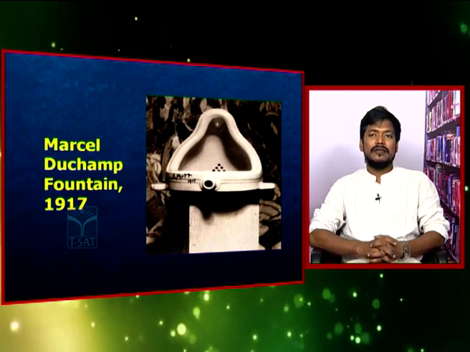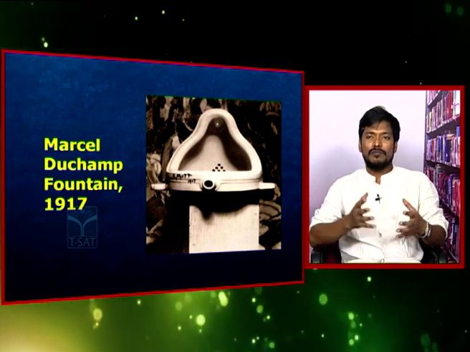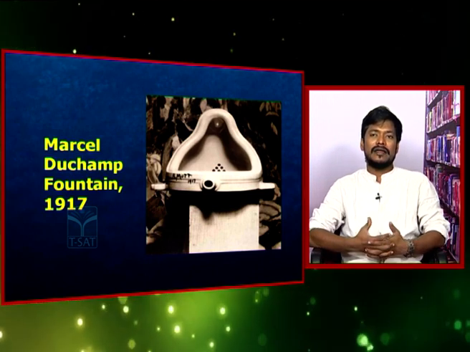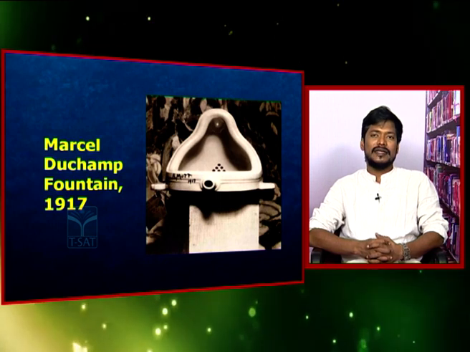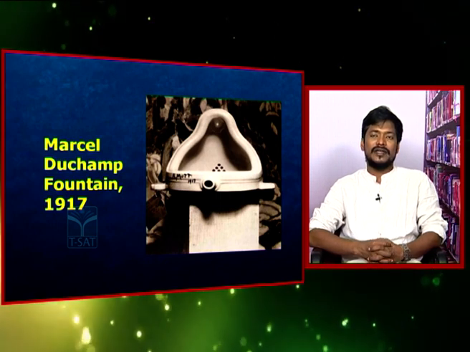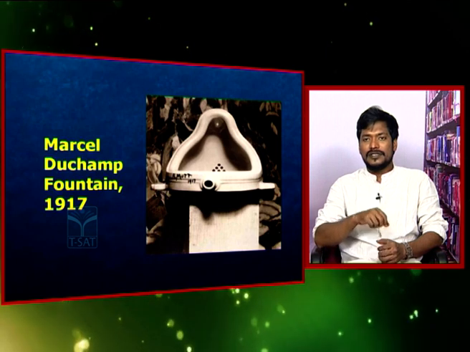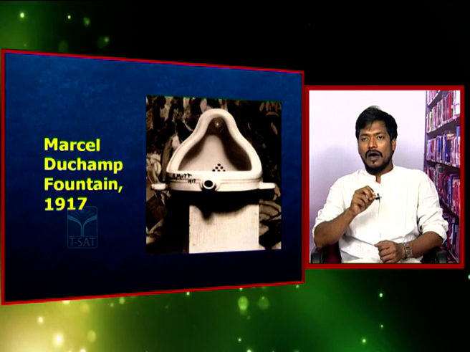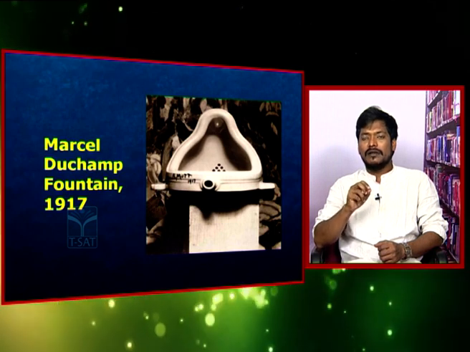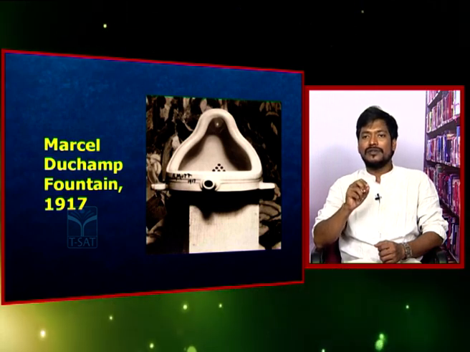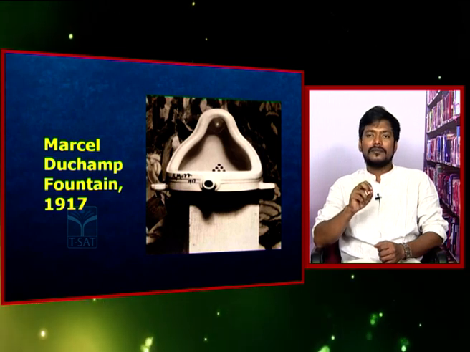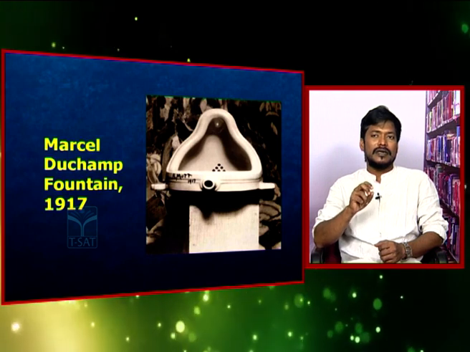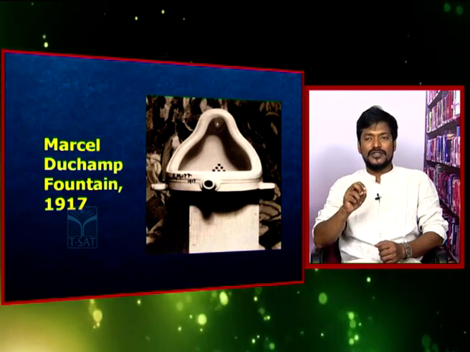What he did, again, he went to the hardware shop, he just bought this urinal and then placed it on the pedestal, and he called it Fountain, and he did this in 1917, right? And as you can see, he has signed it with "R. Mutt". R. Mutt is basically the factory that produced this particular urinal. Okay. So it is not Duchamp's name also, but it is the name of the manufacturer, right?